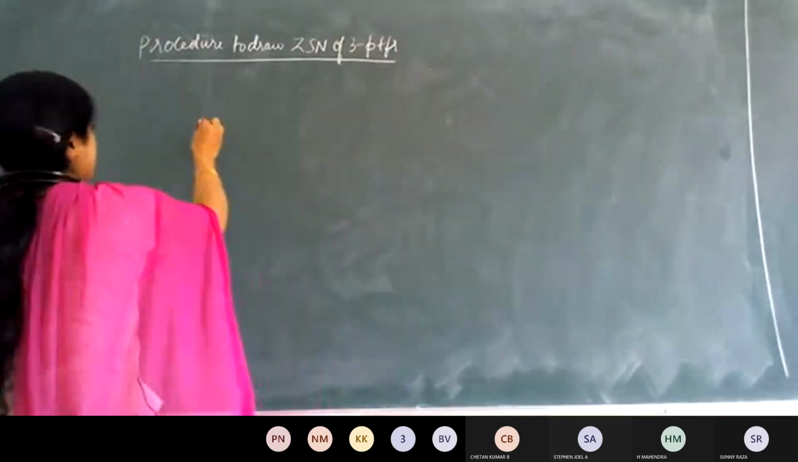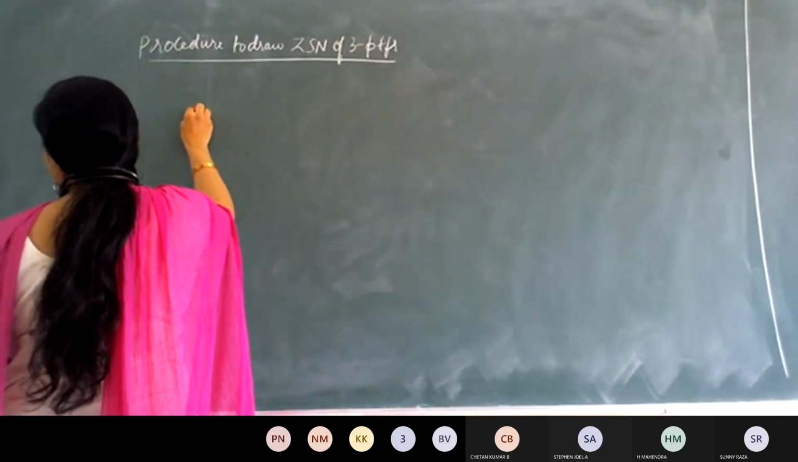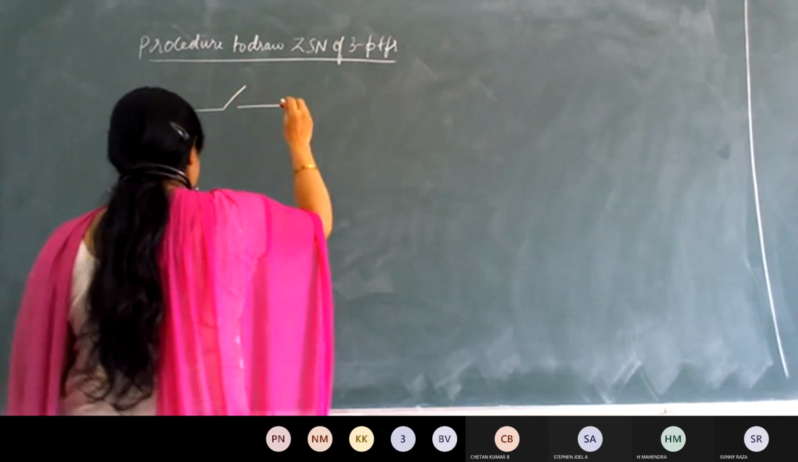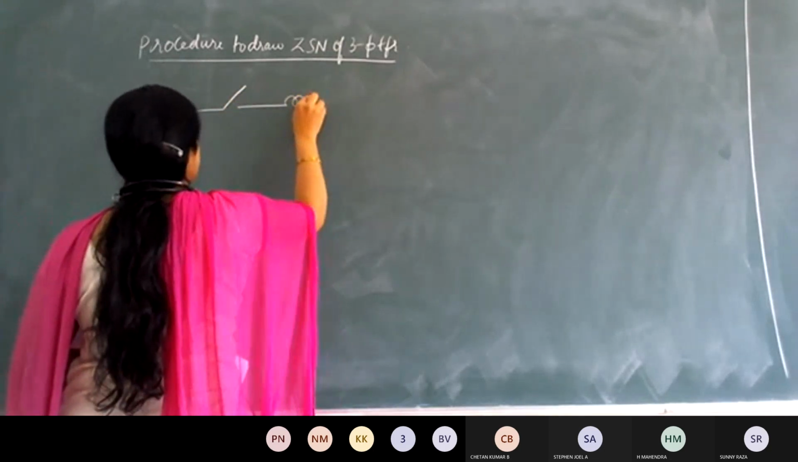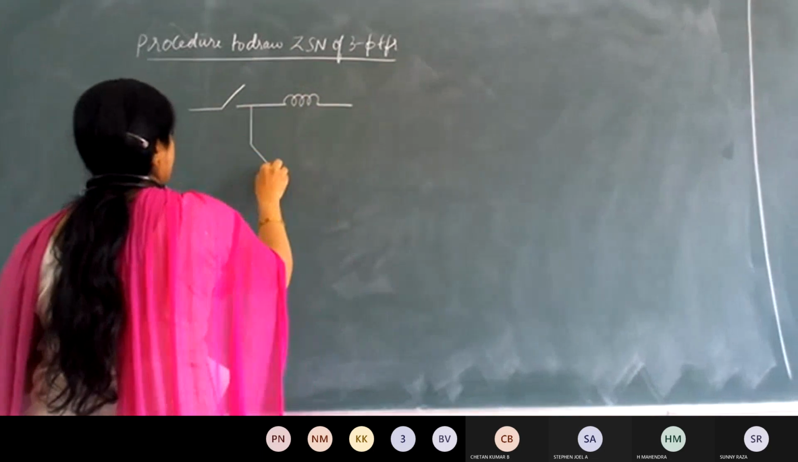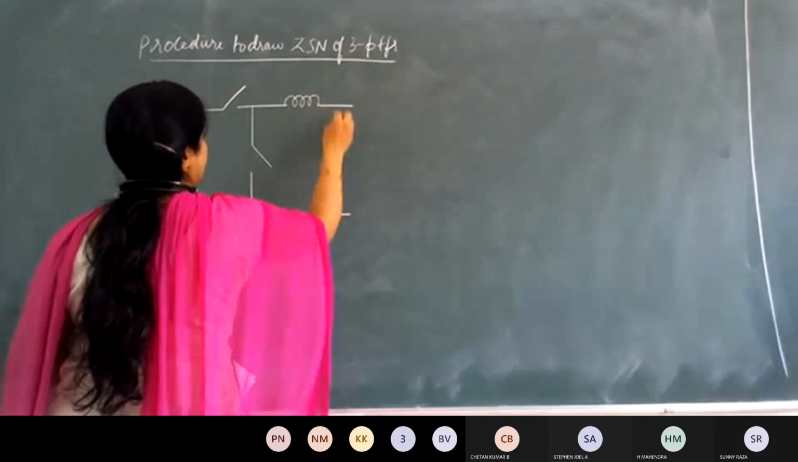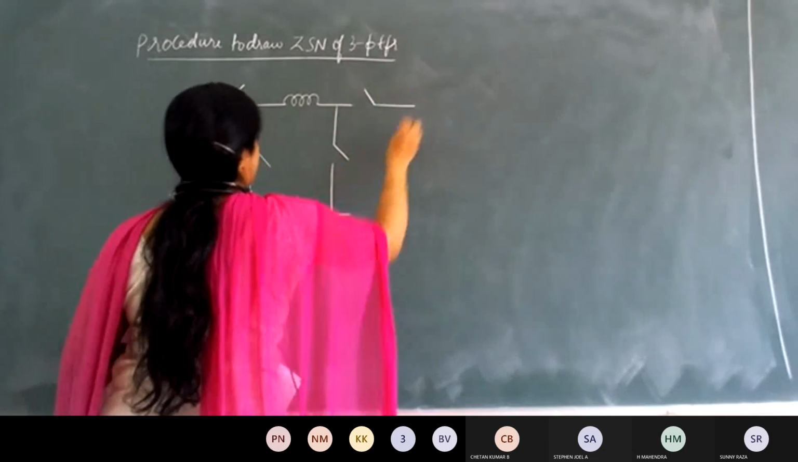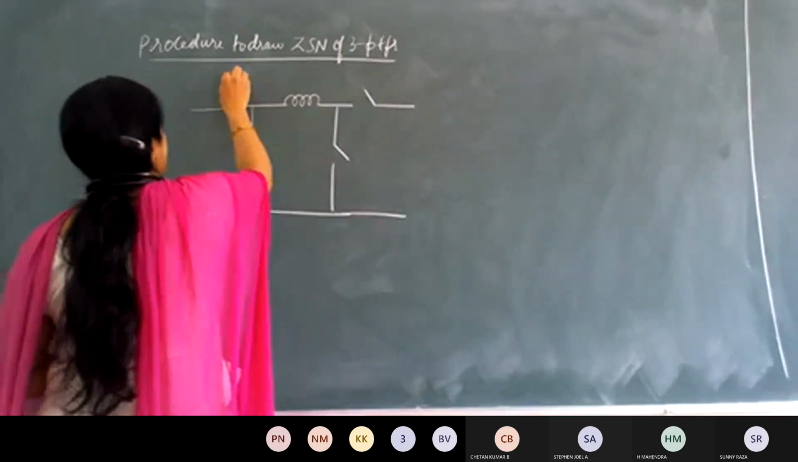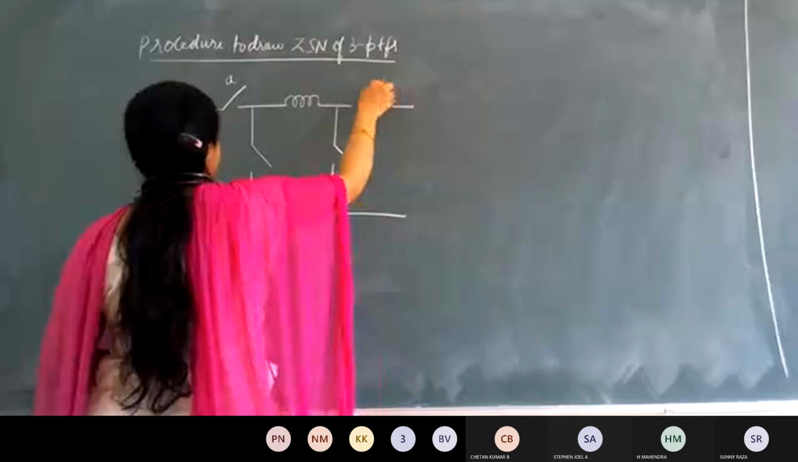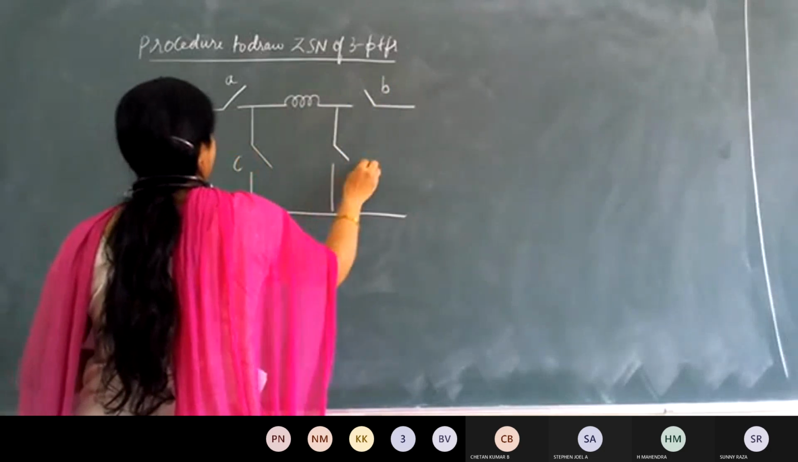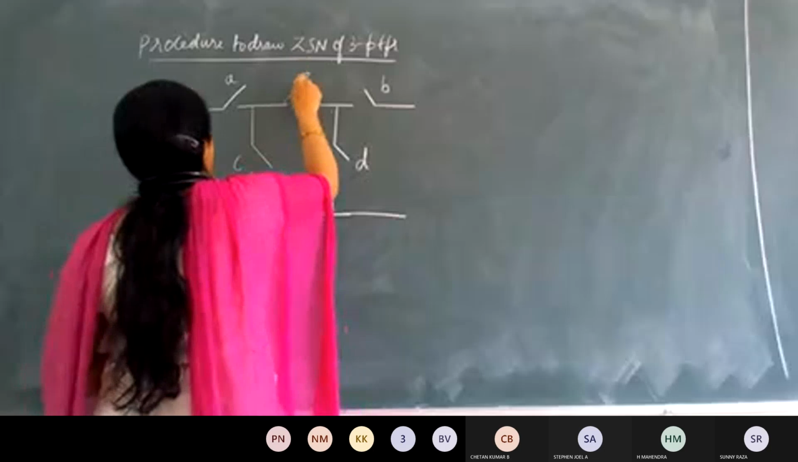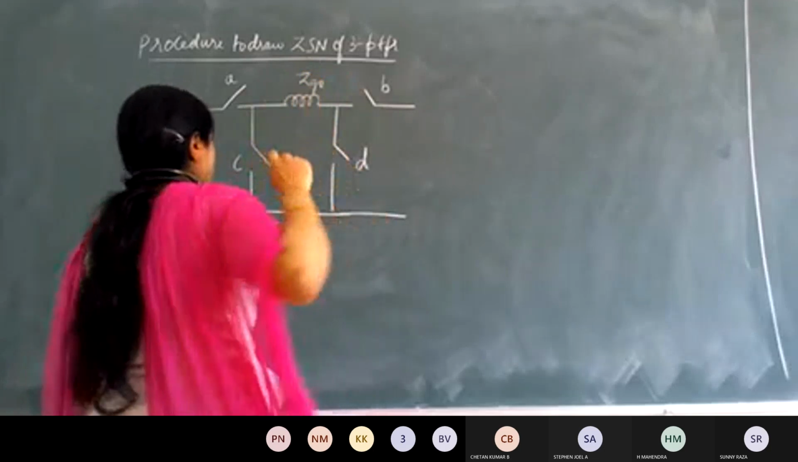First, take out the general circuit for any configuration. So we have totally 4 switches here, A, B, C, D. Take this as Z naught.